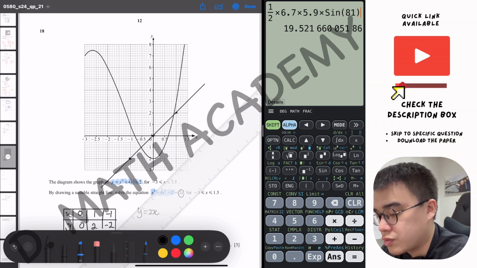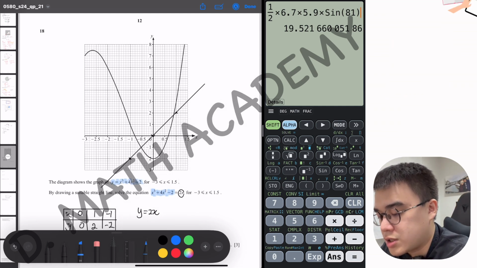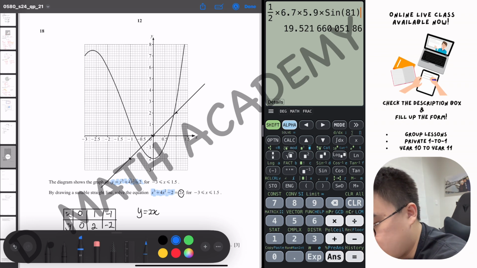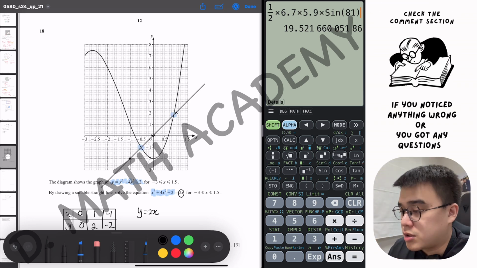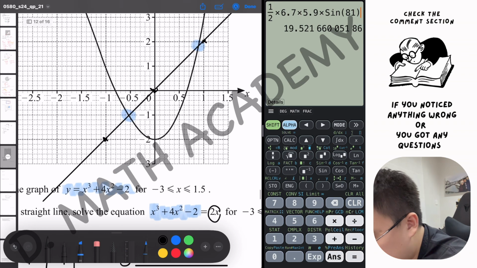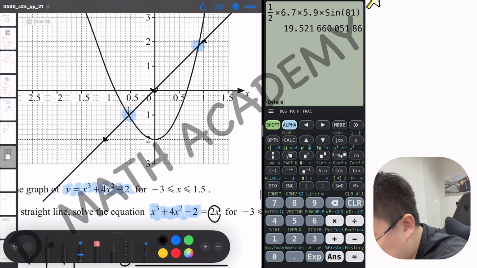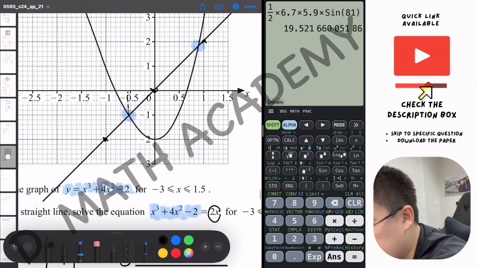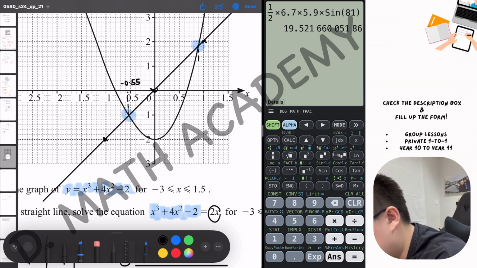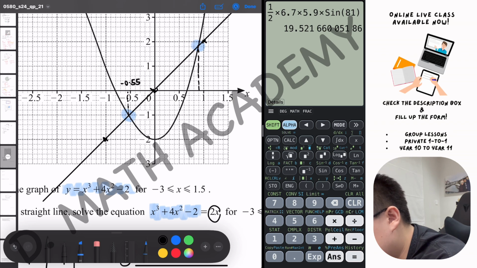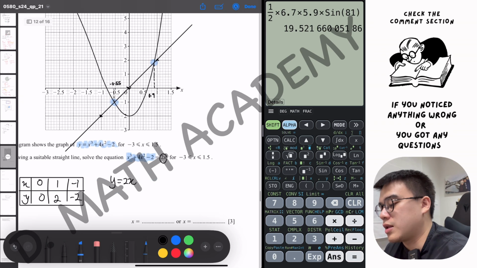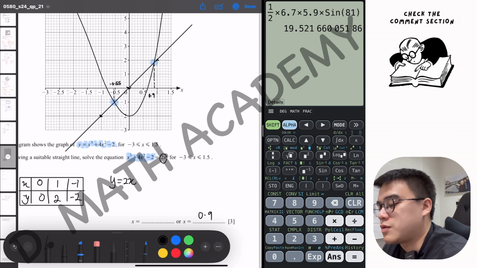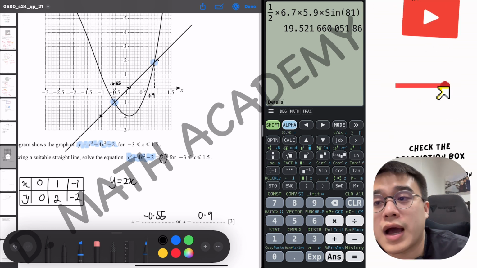Okay, so time to zoom in and check. The intersection is here and here. Tracing it down, you will get a detailed reading, which is approximately -0.55. And the other side was quite at the corner, is about 0.9. So 0.9 and -0.55 is my answer here.